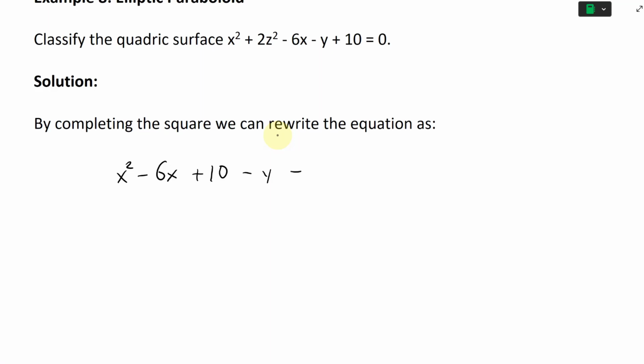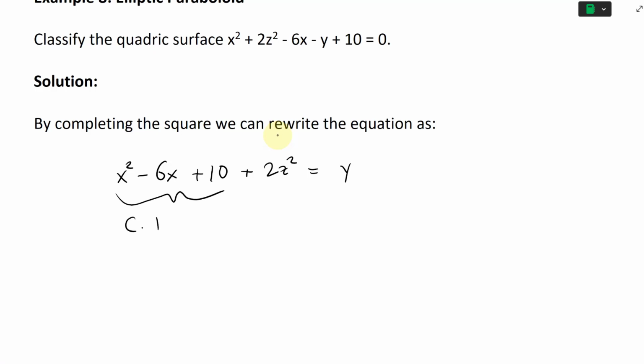Minus y, and then plus 2z squared equals 0. Or actually, better yet, because this is one variable, I'll move that over to the other side. So we're going to have plus 2z squared equals y, just because it's different from the others. So now we're going to complete the square.